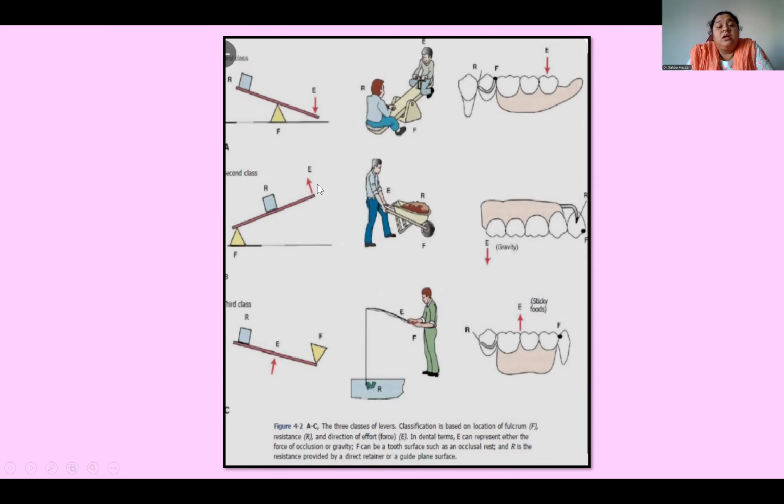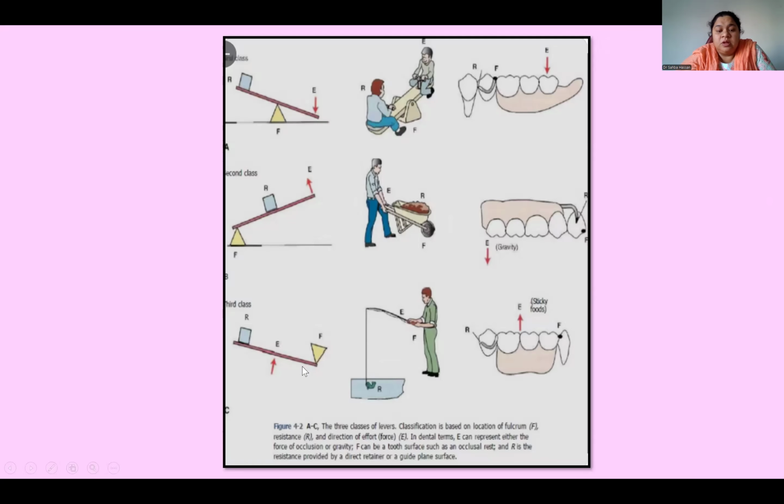Whatever effort is applied, it should be such that for whatever prosthesis you are placing, the effort arm should be longer. If you are making the effort, it will not come out faster. That way you have to design your prosthesis. And in class 3, effort is closer to the fulcrum and resistance is far apart.